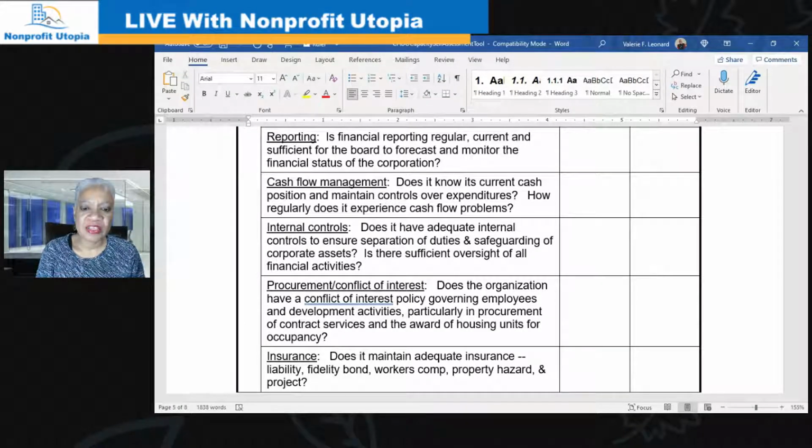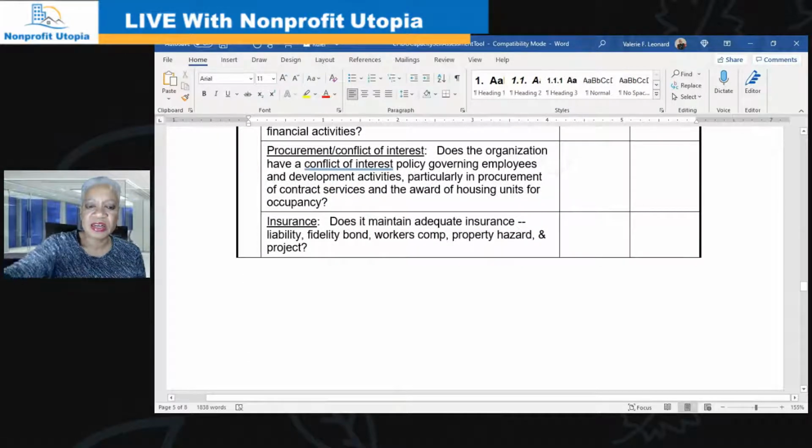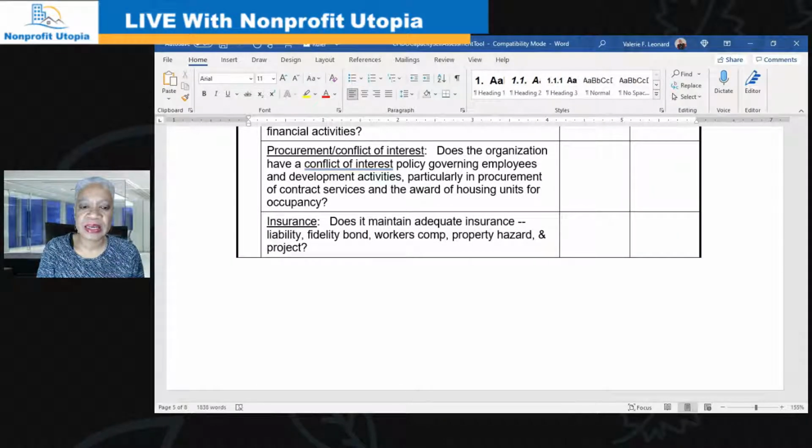And if you're having any cash flow problems, how often do you experience them and how do you manage them? Internal controls. Do you have adequate internal controls to make sure of separation of duties, meaning that there's no one person who has control of every asset, of the preparation of financial statements, as well as financial management? Do you have sufficient oversight of all of the activities? Do you have any conflicts of interest in your procurement process? Does your organization have a conflict of interest policy that governs the employee and development activities, particularly in procurement of contract services and the award of housing units for occupancy?